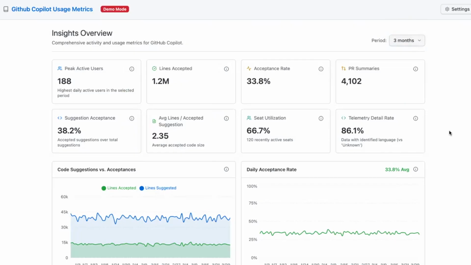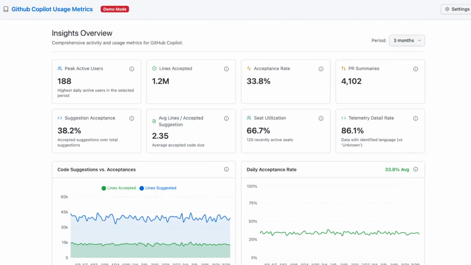The second row is more about the efficiency and quality of these metrics, like the suggestion acceptance: out of all the suggestions, which ones are accepted. Then the average lines accepted, and seat utilization, if everyone is using it, like what percentage you have. And the telemetry is more about the quality of the data you have, if you have many unknowns and missing data points, or it's all good.